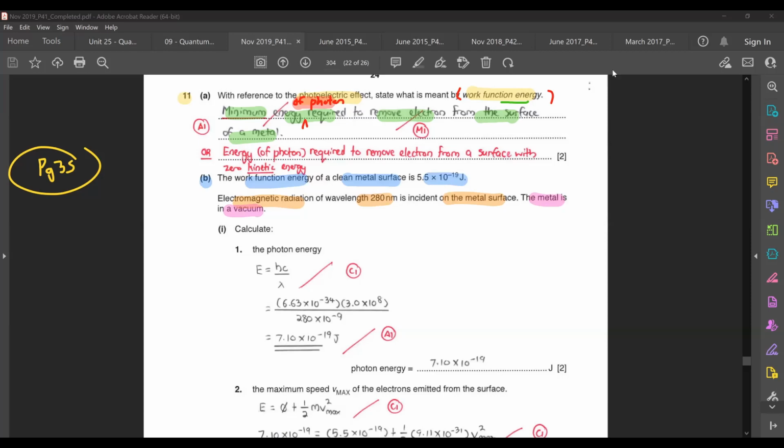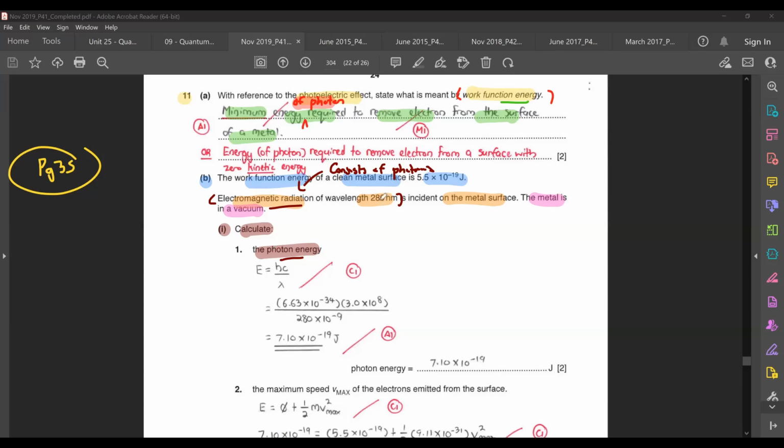From there, calculate out your photon energy, for the electromagnetic radiation of wavelength 280 nanometer that is now incident on your metal surface. Your photon energy here is from your electromagnetic radiation, because we already know that electromagnetic radiation consists of photons. They want you to calculate the energy of the photon inside your EM radiation here.